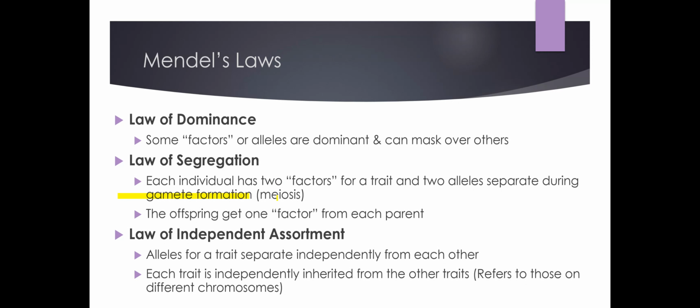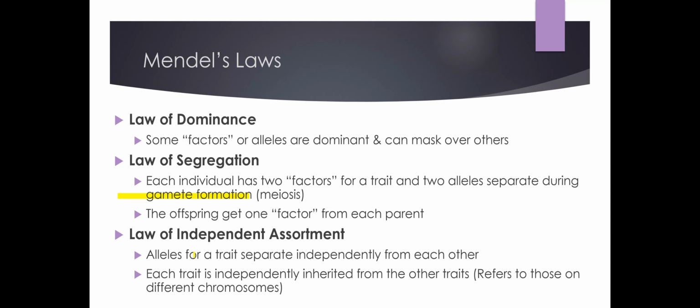And so gamete formation is meiosis, okay? So essentially, mom and dad each have 2, but they only give 1 to their babies. That separation occurs whenever they made their egg and sperm. And so this ensures that we get 1 factor from each parent.